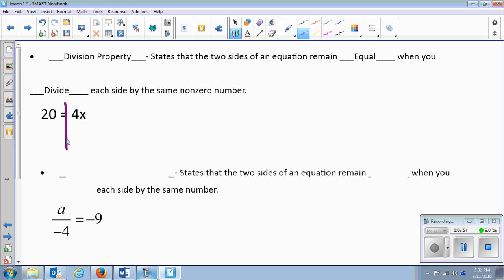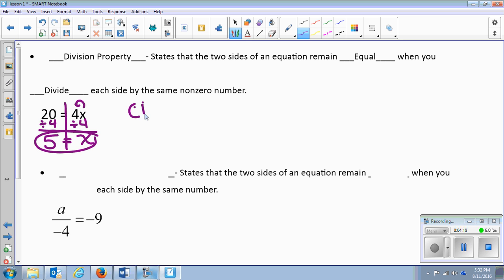So, I'm going to take the 4x and I'm going to divide it by the coefficient in front of it, which is 4. 4 divided by 4 is 1. 1x is just x. Now, to keep it equal, I have to do the same thing on both sides. So I am going to divide the other side by 4. 20 divided by 4 gives me 5.